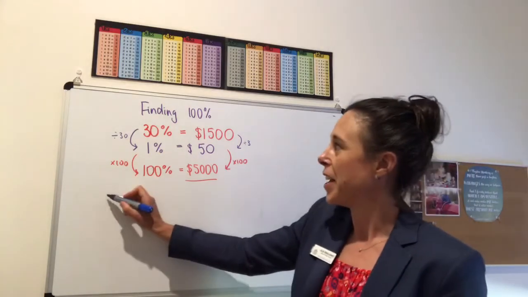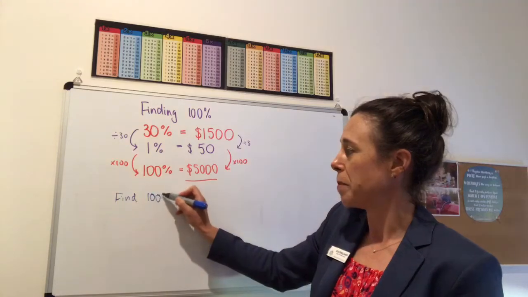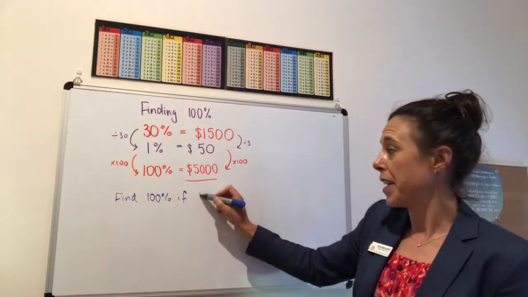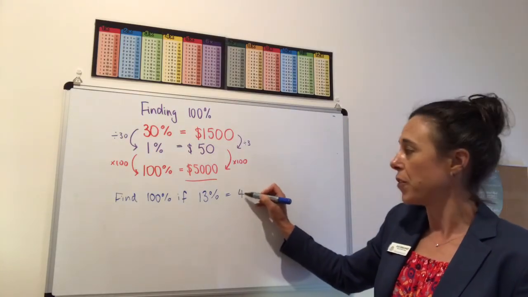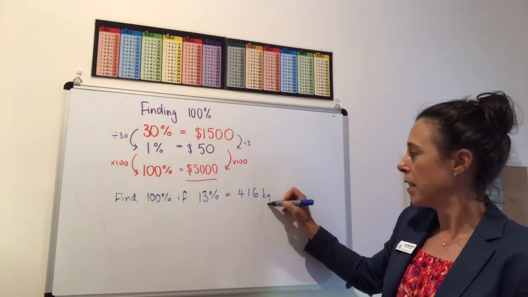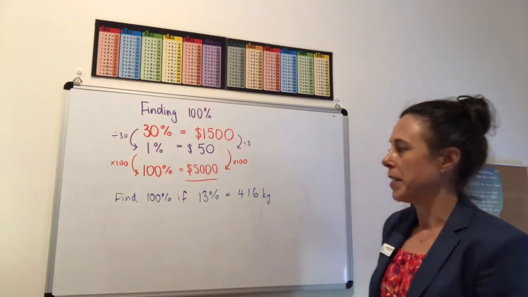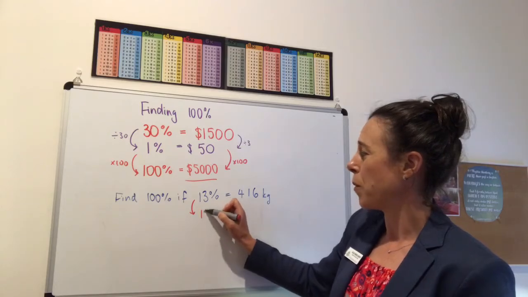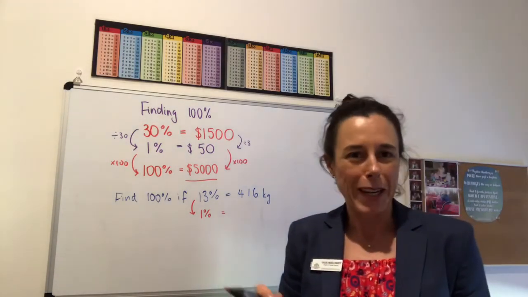Okay, so this scenario here, we are finding 100% if 13% is equal to 416 kilograms. Okay, so this one here, we're going to use exactly the same method as we did up here. Okay, so we've got 13% and we want to work out what 1% is. So what do we need to do? We need to divide by 13.